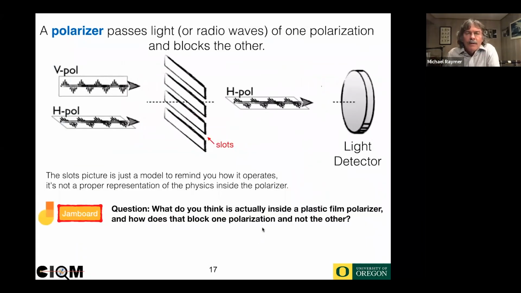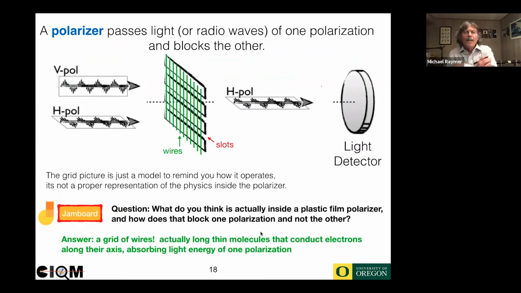And I will reveal that there's something like wires inside there which run the perpendicular direction from what I call the slots in the toy model. So you can see if the vertical polarized light goes into this film, it can push electrons up and down in the wires, and that causes the light to be absorbed. Meaning the energy is removed from the light because the energy has been transferred into the motion of the electrons. So it gets absorbed and blocked. It's not deflected. The energy actually goes into the film, and the film heats up a little bit.